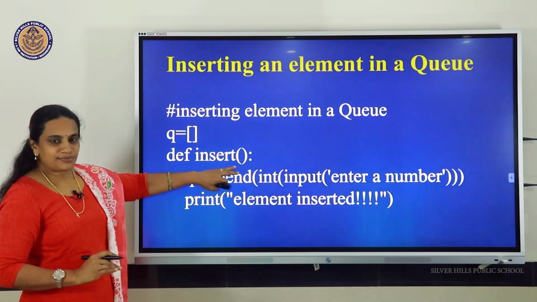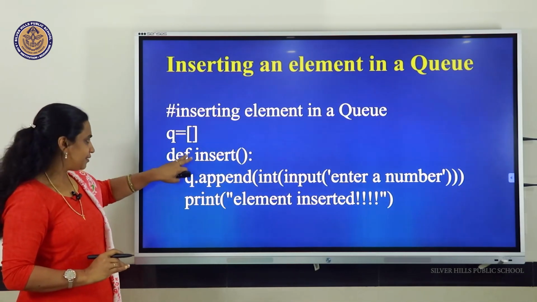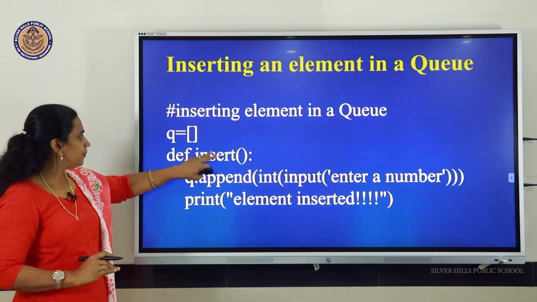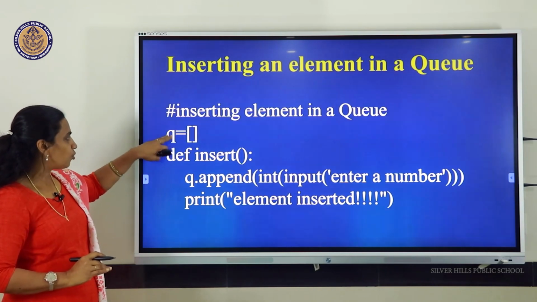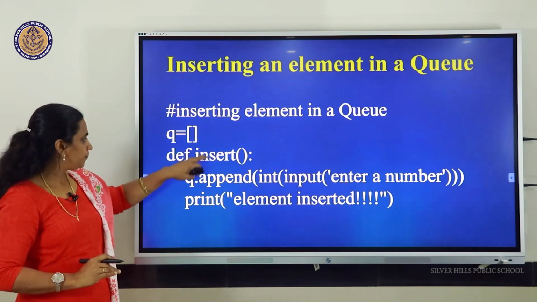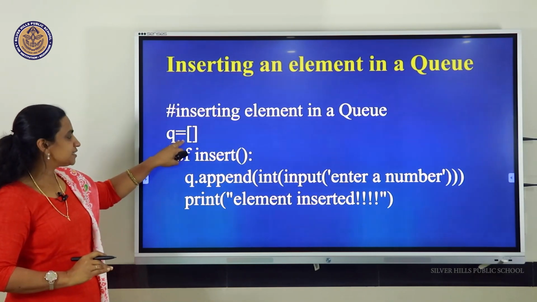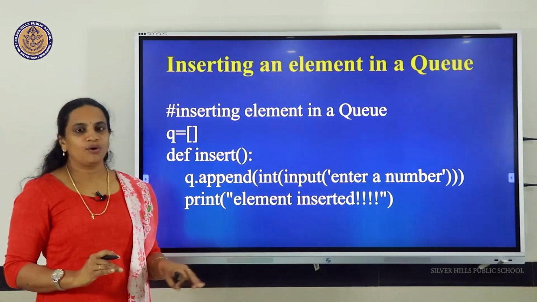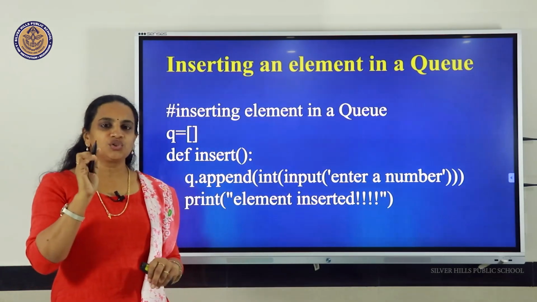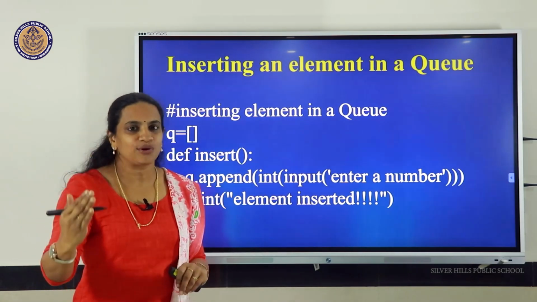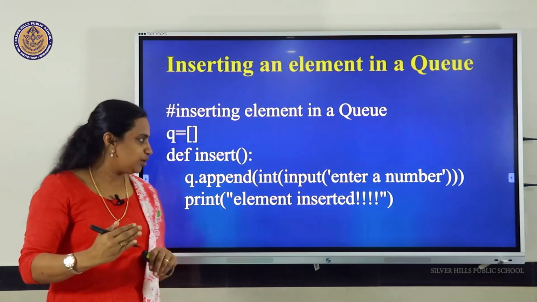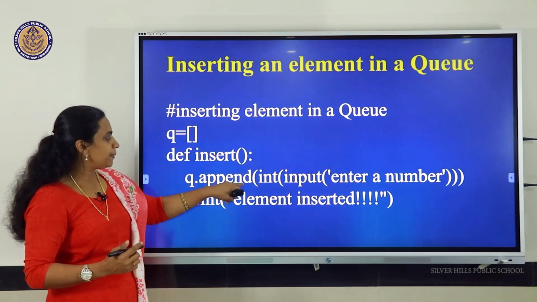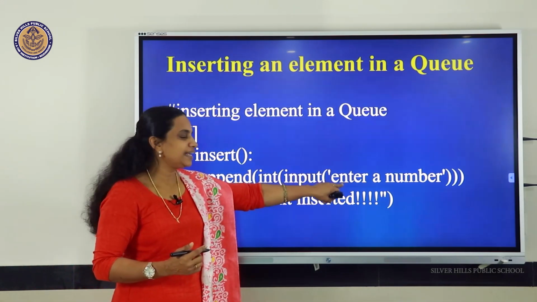We can have an insert function. Def stands for function definition. Now insert is a function which is used for inserting element. Before that we can declare a variable or object q is equal to empty by using square bracket, which means that q is a list itself. Now again there is a function or a method append which is used for adding elements at the end of a list. Same function can be used here also. Append function for adding element, q dot append of, you can ask for entering a number.